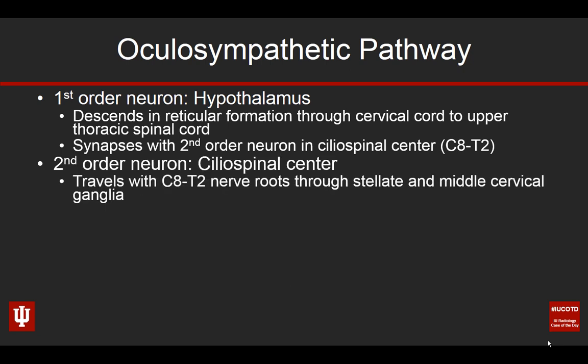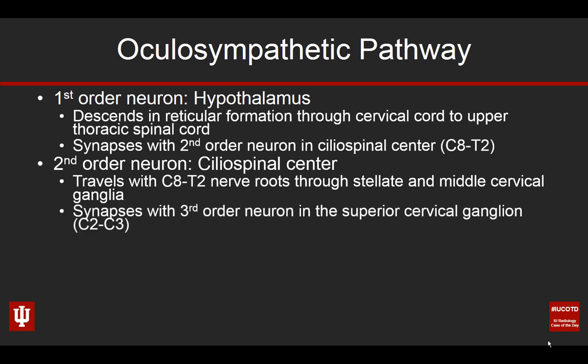Now that second order neuron departs from the ciliospinal center, and it's going to travel with the C8 through T2 nerve roots down through the stellate and middle cervical ganglia, and that's going to synapse with the third order neuron at the superior cervical ganglion, which lives at the C2-C3 level. So it's important to keep in mind, again, if you have that clinical history, are we dealing with a pre-ganglionic Horner based upon their clinical testing, or a post-ganglionic Horner? That can really up your sensitivity and specificity as you're looking for causes along the course of the oculosympathetic pathway.